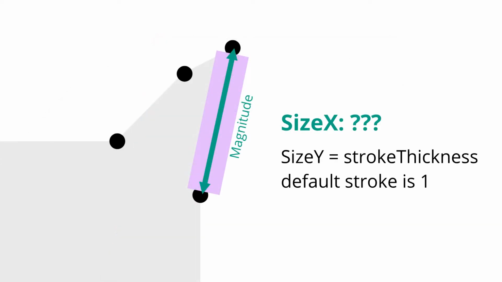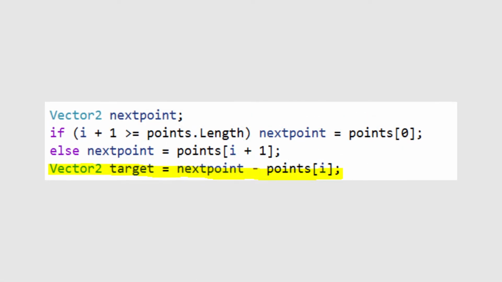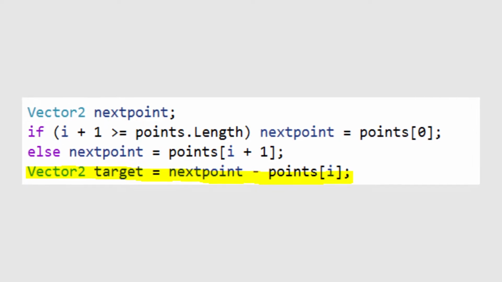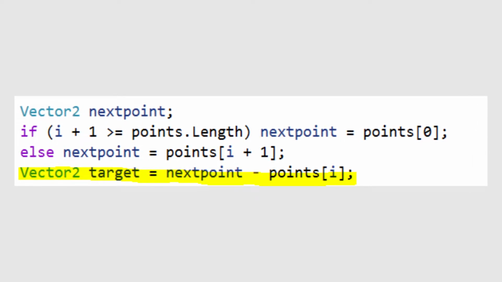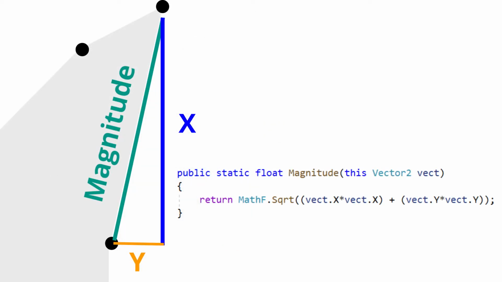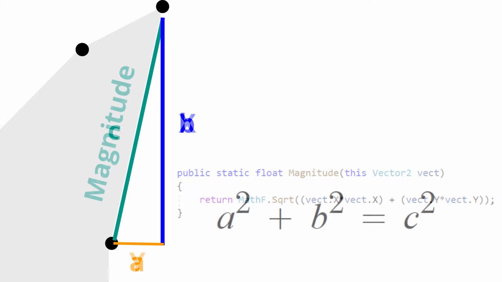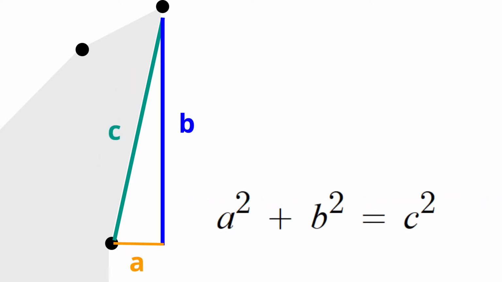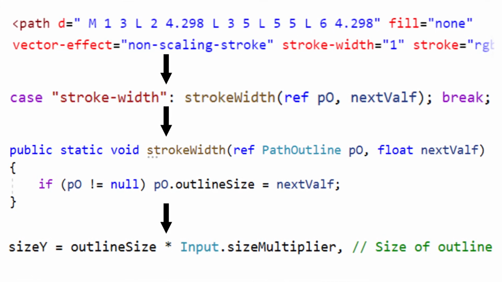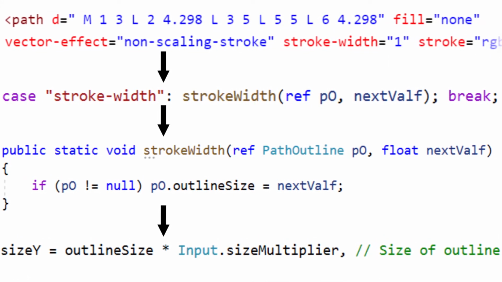Okay, so let's figure out scale first, specifically scale on the x-axis. I simply got the difference between two of the points by subtracting the current point from our next point. I put this difference in a Vector2 called target, then I got the magnitude, or the length, of our target. Look familiar? Pythagorean theorem. Apparently school is useful for some things. And for scale on the y-axis, I'll just take the size of the outline that came from the SVG stroke parameter. If it's null, then by default it's 1.